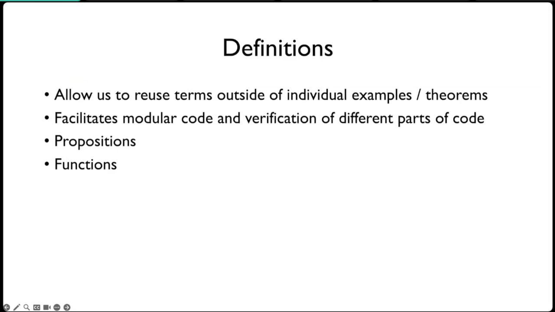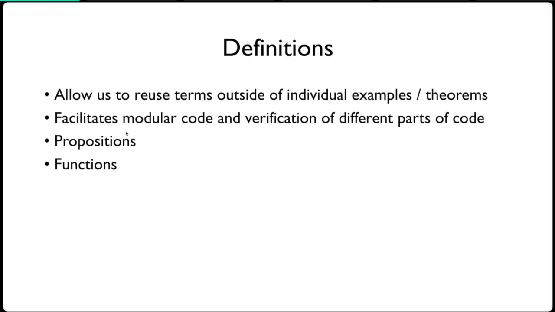So far, we've always used little self-contained examples or lemmas or theorems defined in Lean. And today we're going to have some definitions for the first time. So I'm going to say a few words about that. The reason is they allow us to reuse terms and objects outside of these individual examples and theorems. So we can facilitate modular code.